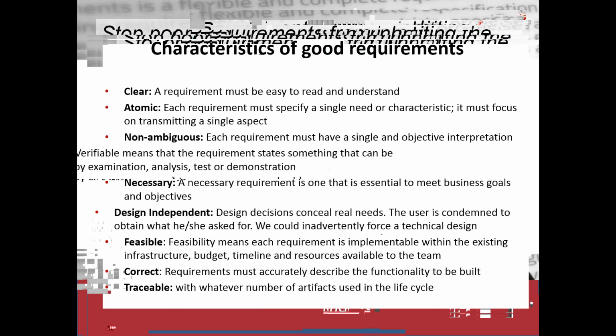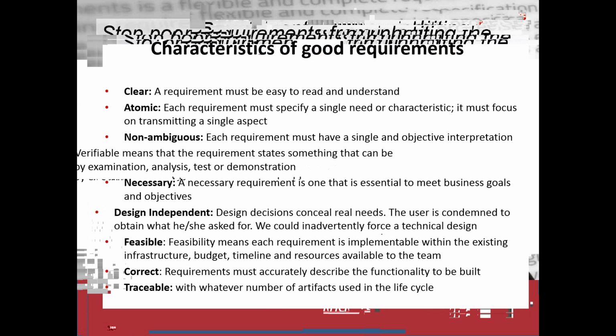We have to trace the requirement with a lot of artifacts in the project lifecycle, so they have to be traceable. And this is really related with atomic, because the more atomic a requirement is, the easier it is going to be to trace that requirement. Because if several things are being discussed in a requirement, it's going to be more difficult to trace it. So these are some of the characteristics of a good requirement.